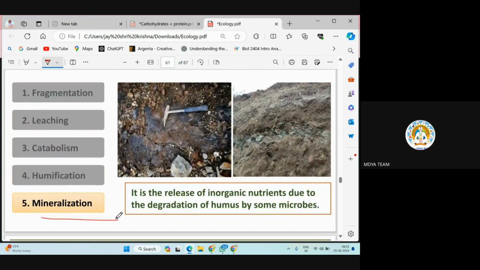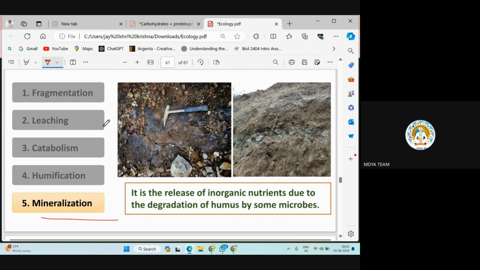So these are the 5 steps. Fragmentation, I will again repeat: a leaf is there, it will be physically broken down into small particles. Next is leaching. The minerals that are present without any bond formation in that leaf, present in a free state in the leaf particles, will directly go into the soil. The remaining organic matter, the bacteria and fungi will start digesting.